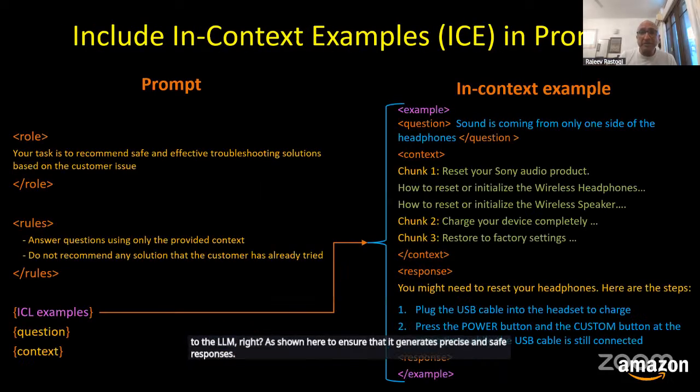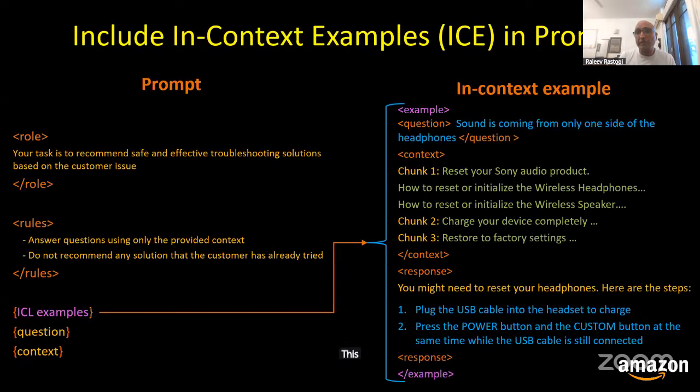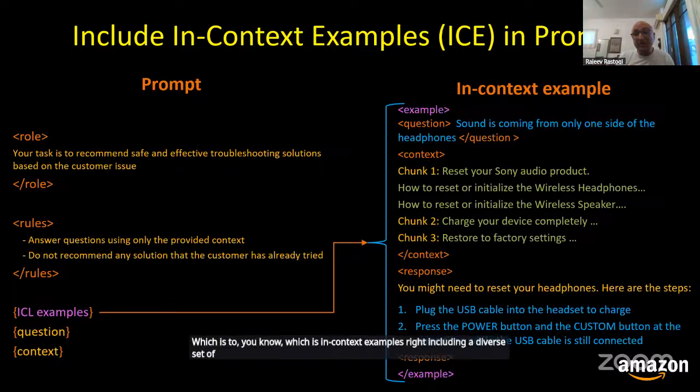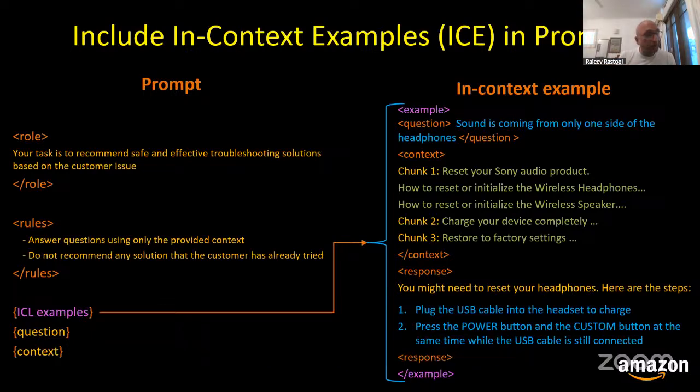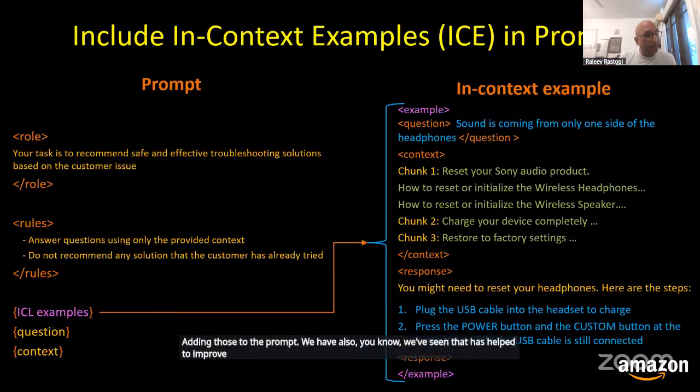This is a super powerful strategy to improve LLM performance, which is in-context examples. Including a diverse set of in-context examples that are relevant to the input question, adding those to the prompt. We've also seen that has helped to improve accuracy of the responses.